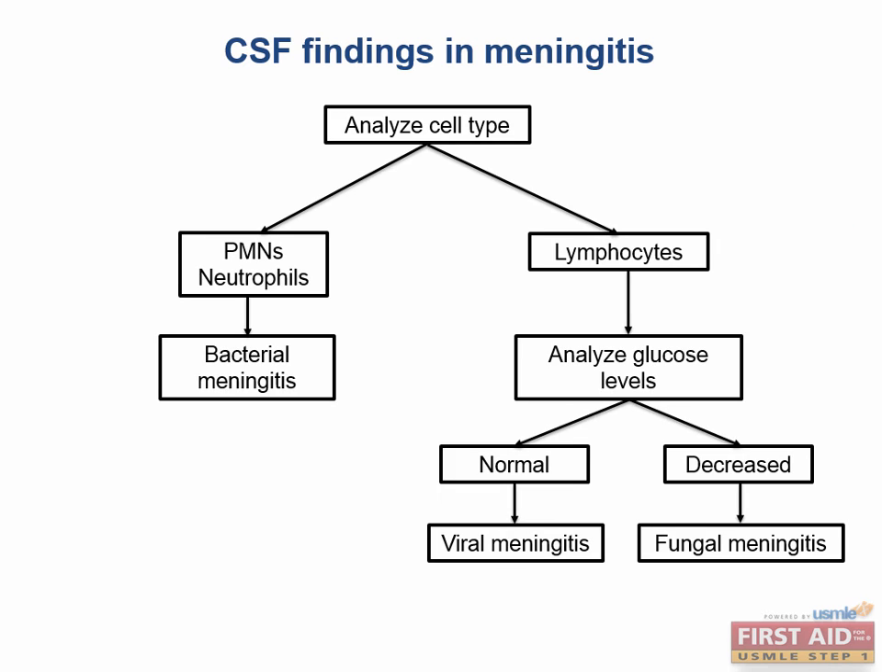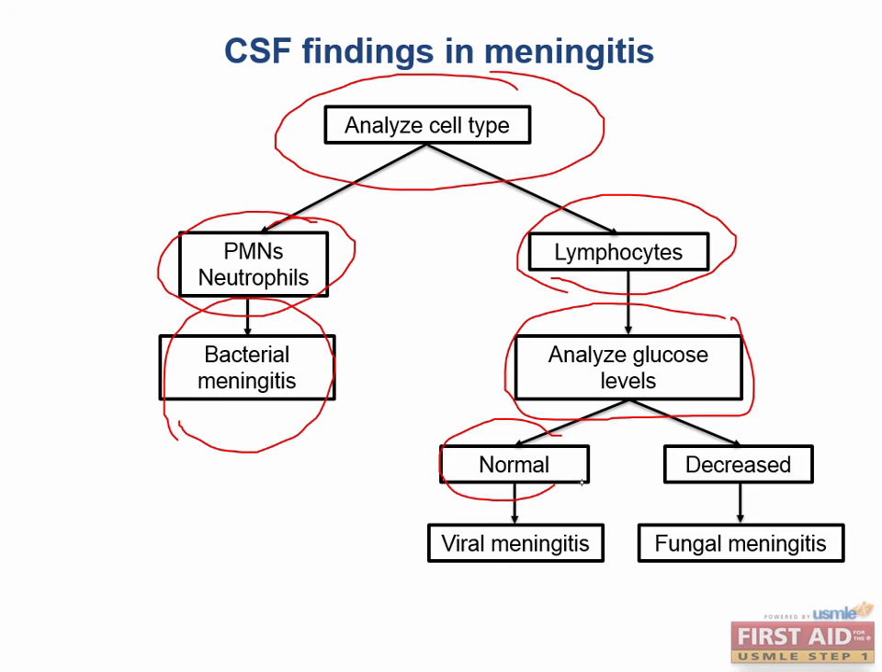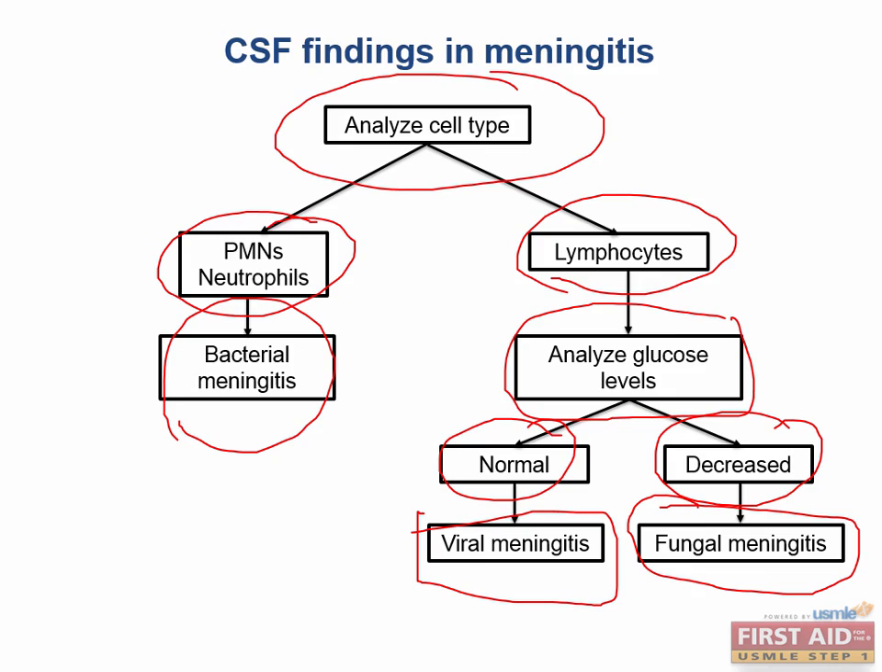Here is a simple algorithm I want you to cram into your brain for the CSF analysis. The first step is analyze cell type. If it's PMNs or neutrophils, then we already know it's bacterial meningitis. If it's lymphocytes, the next thing we want to do is analyze glucose levels, and if they're normal, then we're thinking about viral meningitis, and if they're decreased, we're thinking about fungal meningitis.